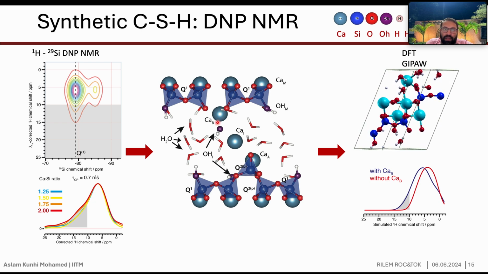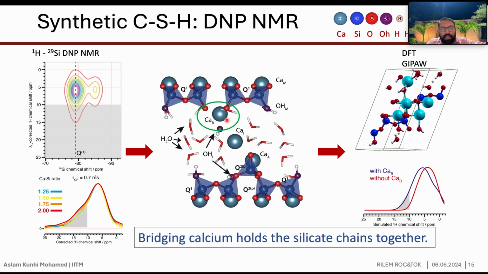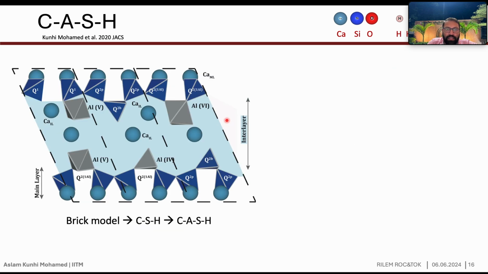When we found out that only those structures with the calcium at this bridging site connecting these two oxygens were able to produce this strong hydrogen-bonded environment around it using DFT calculations. With this, indirectly, we were able to prove that there is this bridging calcium which holds the silicate chains together, and it's a feature that is there in all high calcium silicon ratio CSH.